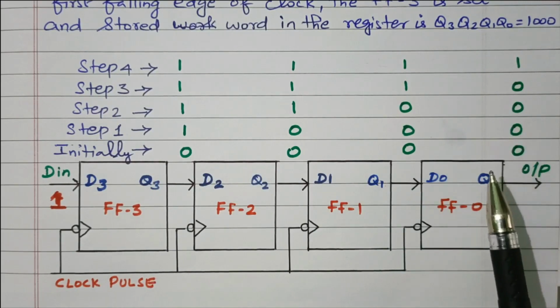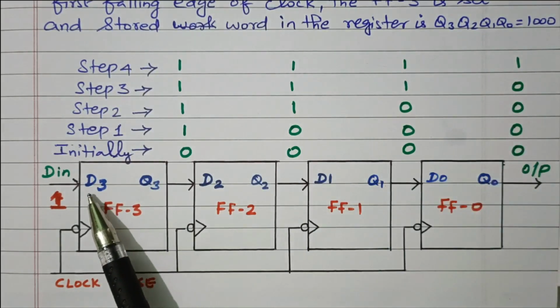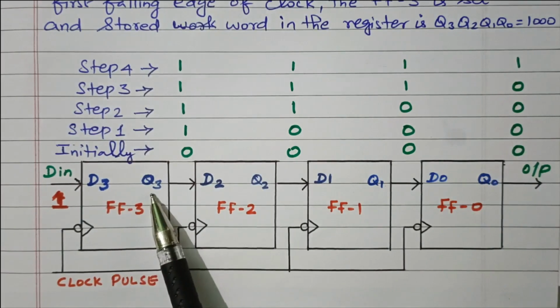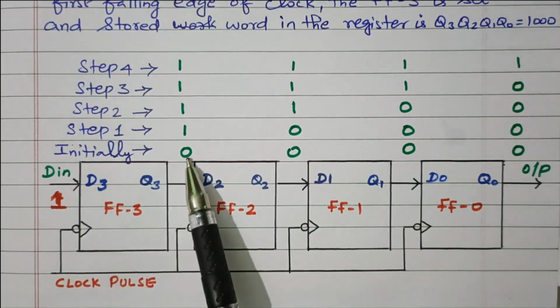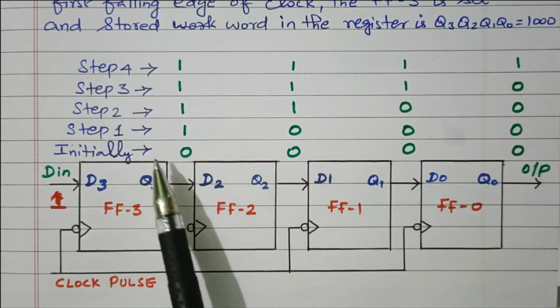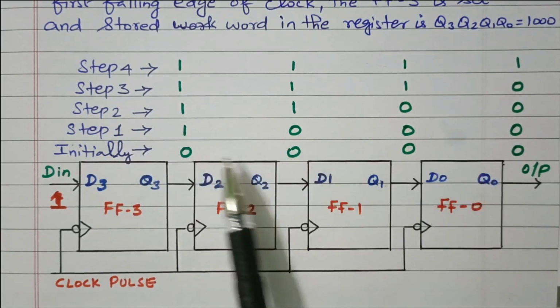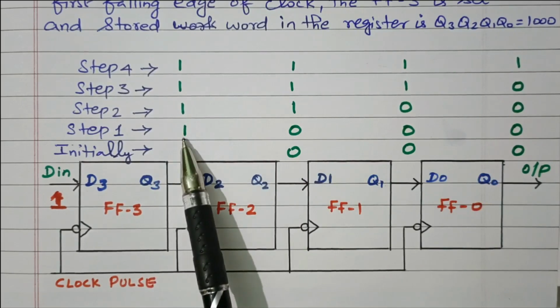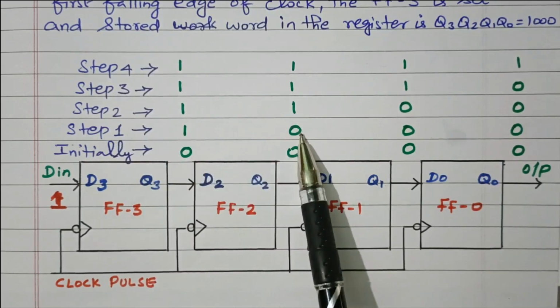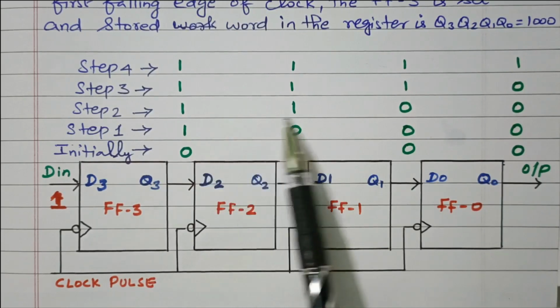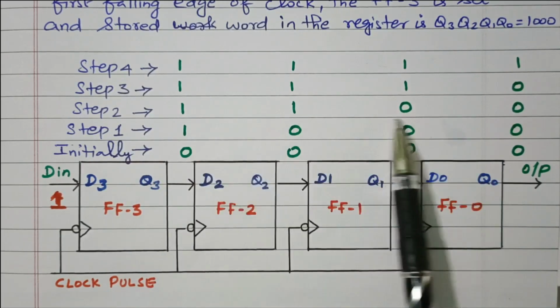Right? So we already discussed D flip-flop. The D input will be reflected in the Q. So initially all are 0. First only 1 is applied. Then it becomes 1, 0, 0, 0. One more 1 is applied. What happened? This 1 will go to the next step. This 0 goes to the next step. Like that it will move. So it becomes 1, 1, 0, 0.